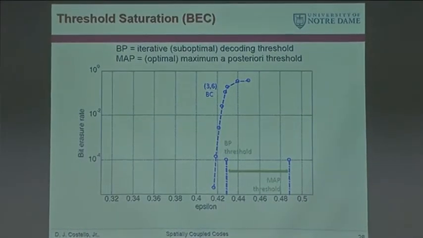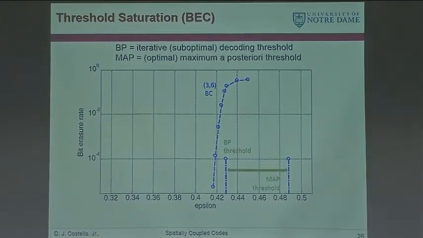Okay, here again, this picture, I think. So we showed this yesterday. Here, this is again, 3/6 ensembles. Here's the BP threshold. Here's the MAP threshold. This is erasure channel stuff. This is a simulation. And I don't remember the block length, but it's pretty close to the threshold, so it's probably 10,000 or something.